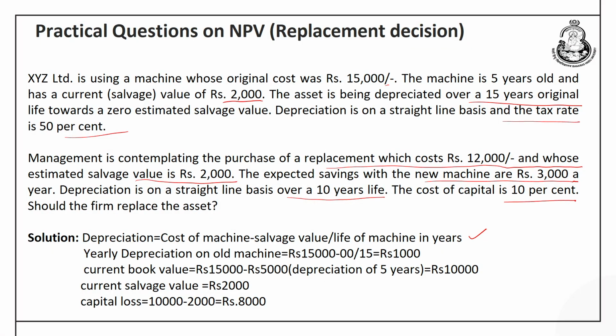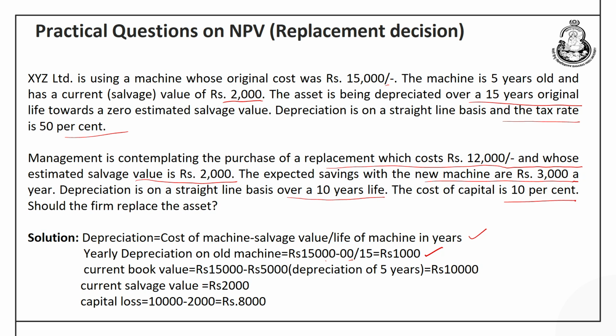The depreciation formula says the cost of machine minus salvage value divided by the life of the machine in years, which gives us the depreciation amount to be charged every year by the manager. Yearly depreciation on the old machine can be calculated as 15,000, that is the cost of machine, minus 0, that is the salvage value, divided by 15, that is the economic life of the machine. So, we get 1,000 as the amount of depreciation to be charged every year for the machine.